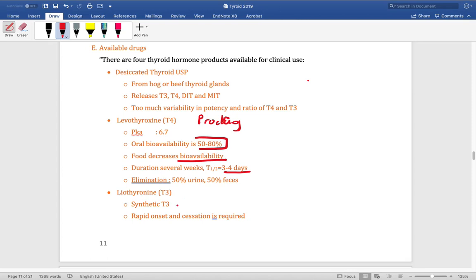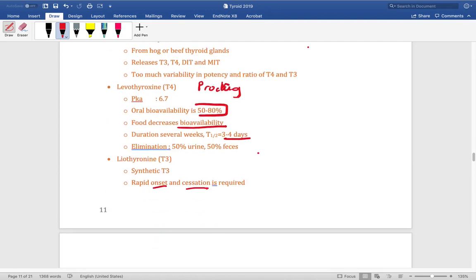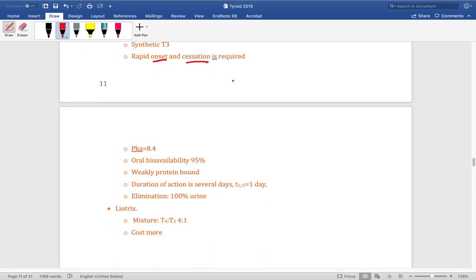Now T3 can be made synthetically. You can have synthetic T3. It has a rapid onset of action. So it's used when you need both a rapid onset and the cessation also has to be shorter than T4. And so with T4 you had a half-life of 3 to 4 days and duration of several weeks. With T3 you have a duration of action of several days and a half-life of 1 day. So definitely shorter duration of action and shorter half-life there, but it has a more rapid onset.